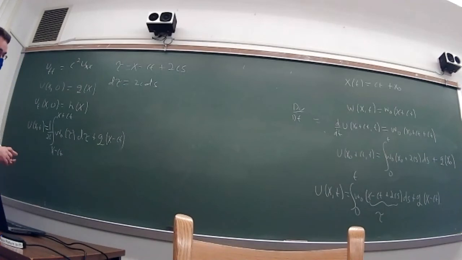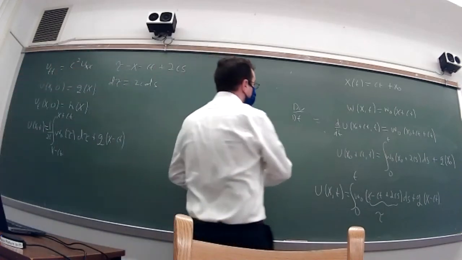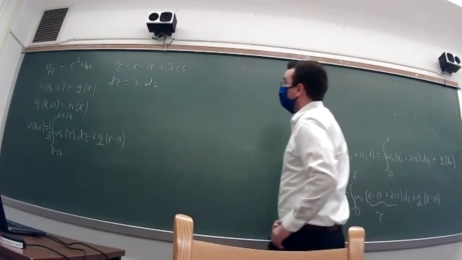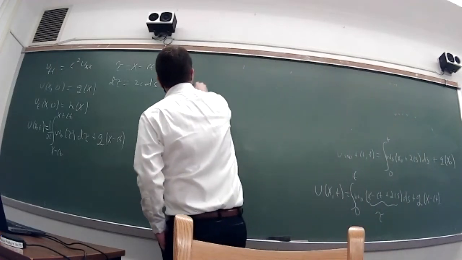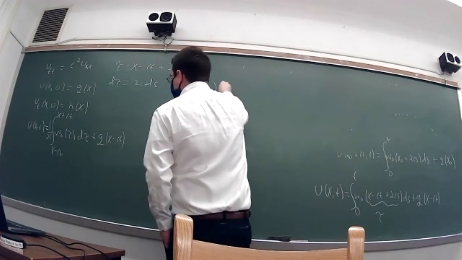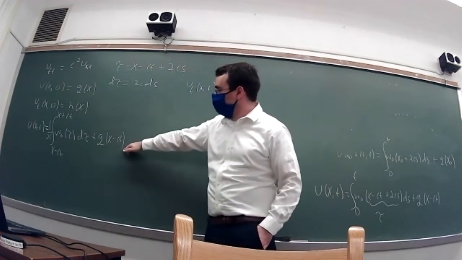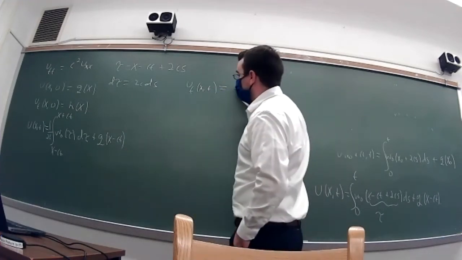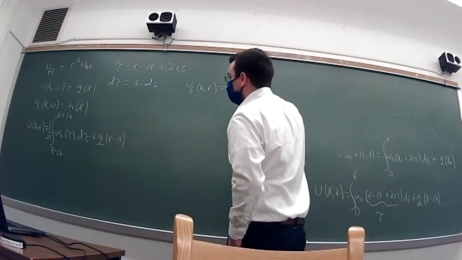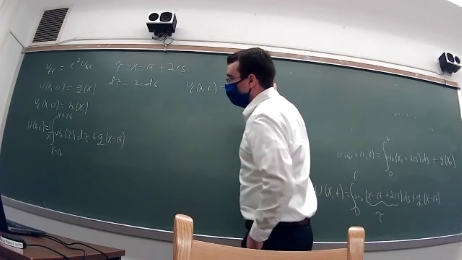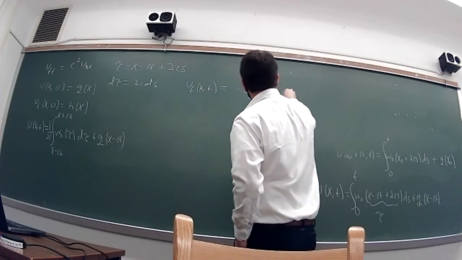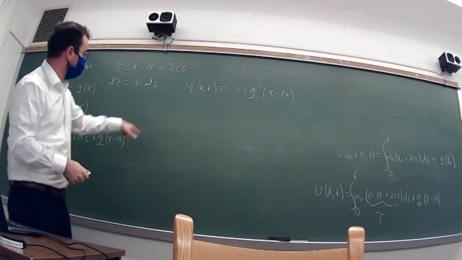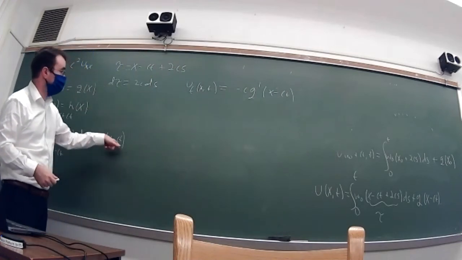So I'll try to do it too, and you can help me out. Let us actually do this term first. Almost. So yeah, the suggestion was negative c g sub t of x minus ct.